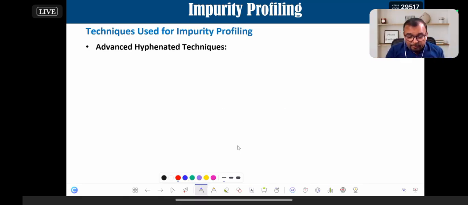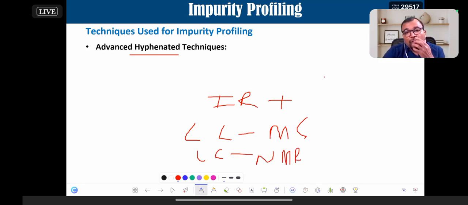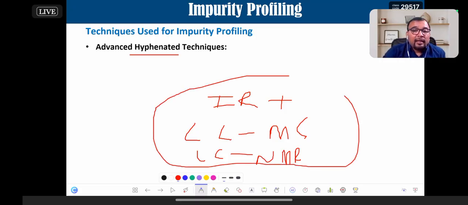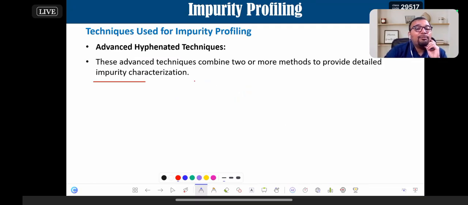Now, there are certain combination hyphenated techniques. It means you have, suppose, one technique, right, plus another technique, right? That is called a hyphenated technique. Like LC-MS is a hyphenated technique, or LC-NMR is a hyphenated technique. So the combination of two techniques can also increase the value of analysis. These advanced techniques combine two or more methods to provide detailed impurity characterization.